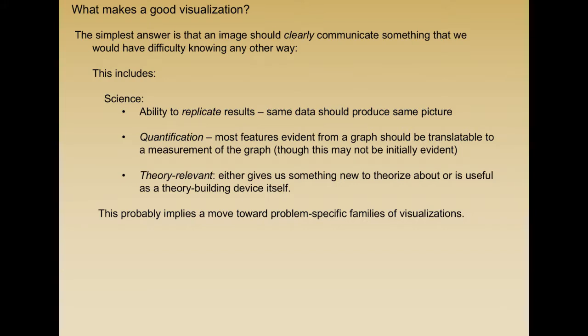From a scientific side, we want to have the ability to replicate results. So scientific work should be replicable. Most of the features you see evident in a visualization should be quantifiable, right? There should be some extent to which you can map it on to a measurable quantity that has meaning in the actual setting. And it should be theory relevant, right? So it gives us something new to think about or put into our understanding of the process at hand. And we're actually really good at that in some things, right?